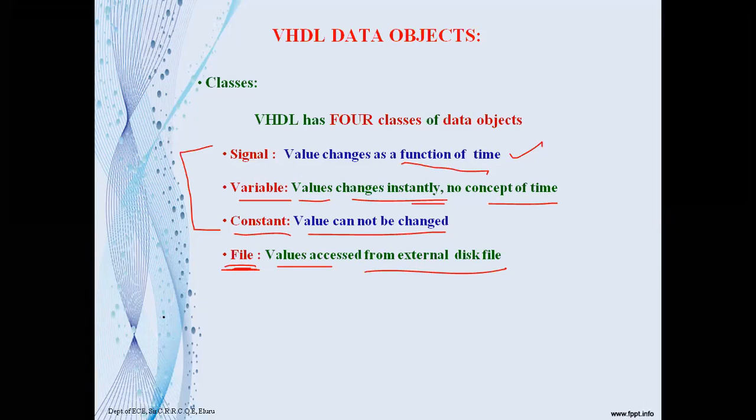So what are the data objects of VHDL? There are 4 data objects. What are the data objects here? Signal is a data object, variable is a data object, constant is a data object, file is a data object.